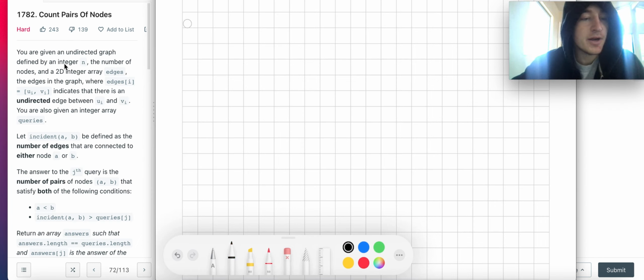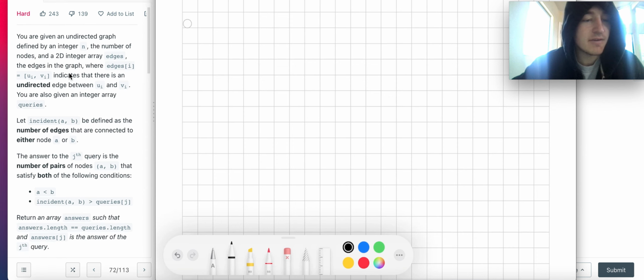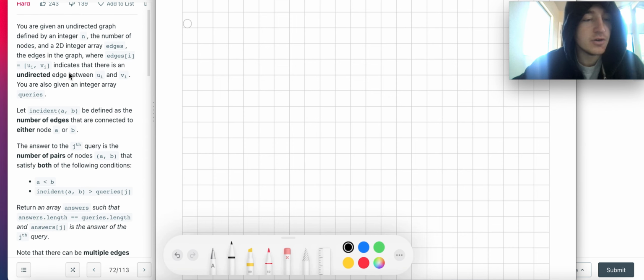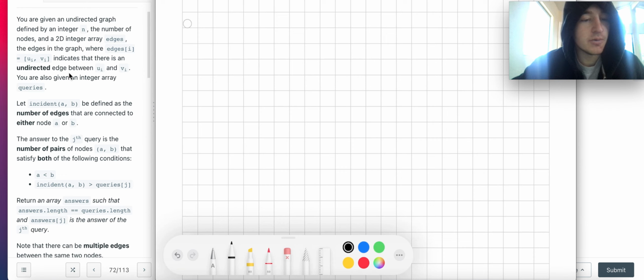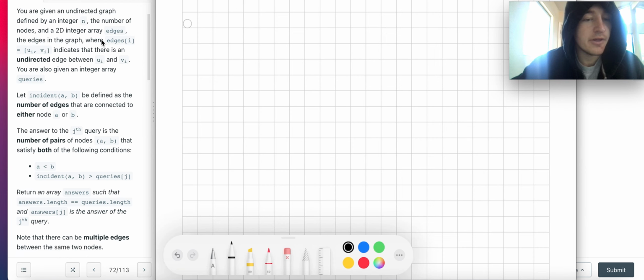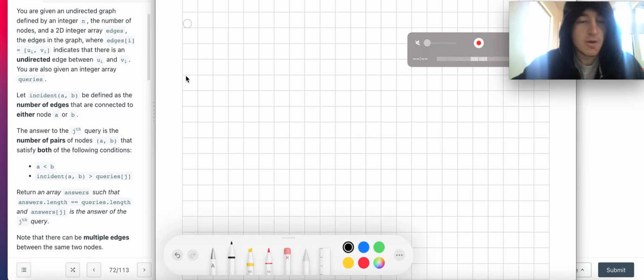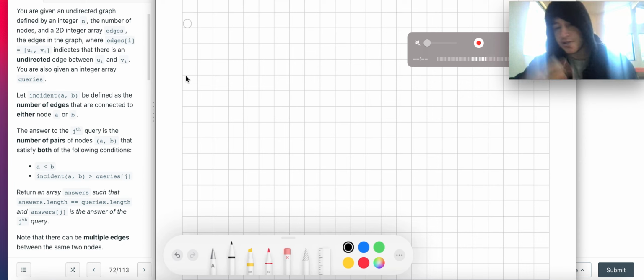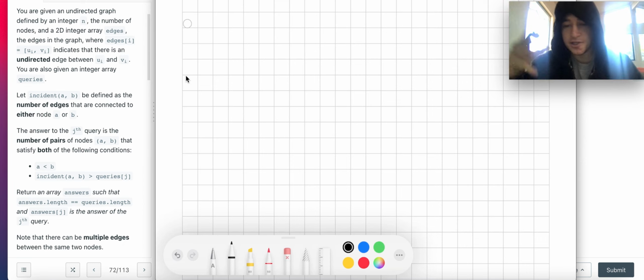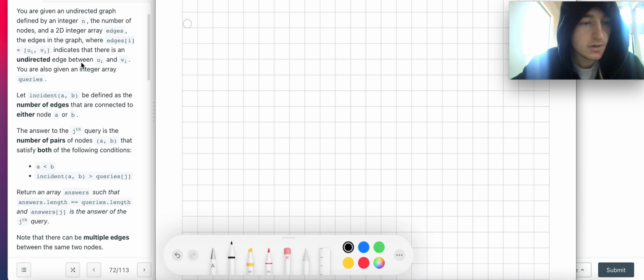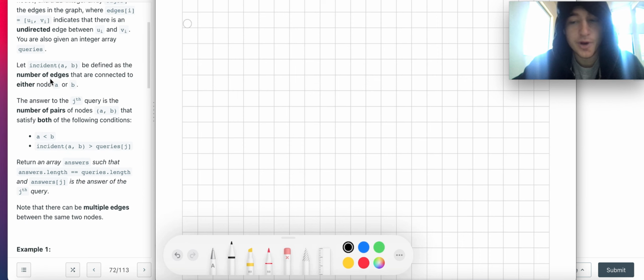Okay, so count pairs of nodes. You're given an undirected graph defined by an integer n, the number of nodes, and a 2D integer array edges where edges[i] equals [ui, vi]. So we've seen a lot of problems like this, right? There's n nodes, and then there's edges between nodes, and they're inside of this edges array. You are also given an integer array queries.